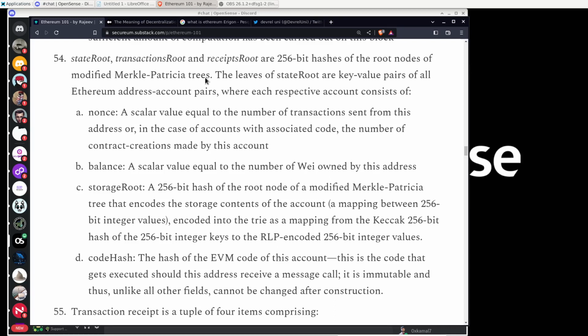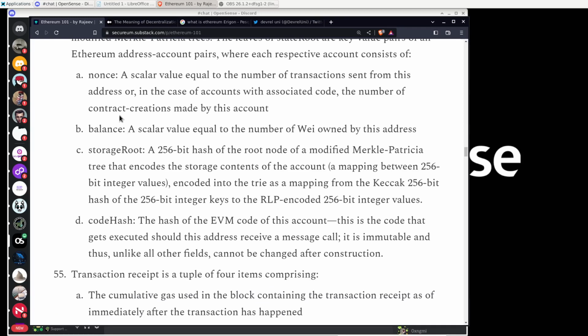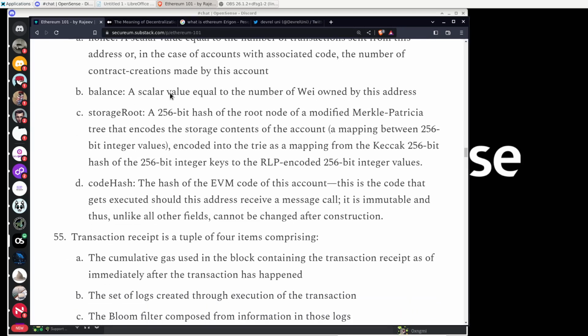The leaves of the state root are key-value pairs of all Ethereum address-account pairs, where each respective account consists of: nonce, a scalar value equal to the number of transactions from this address, or in the case of an account associated with code, the number of contract creations made by this account; balance, a scalar value equal to the number of wei owned by this address; storage root, a 256-bit hash of the root node of the modified Patricia tree.